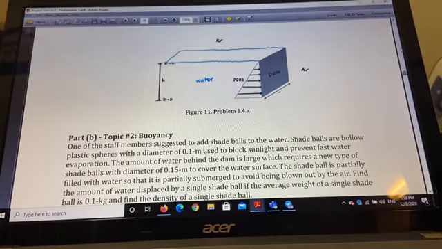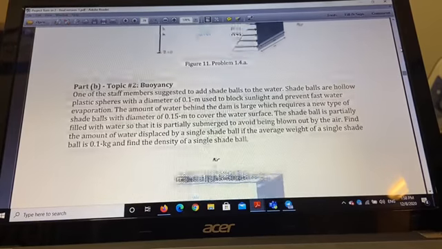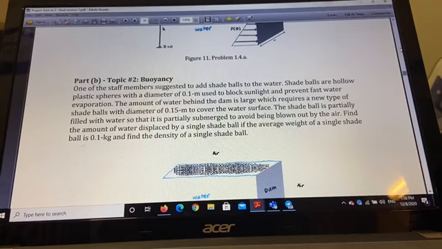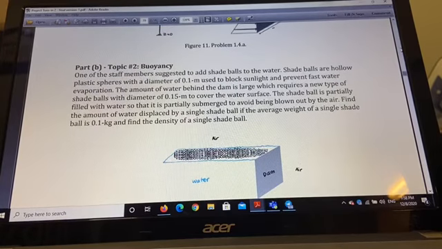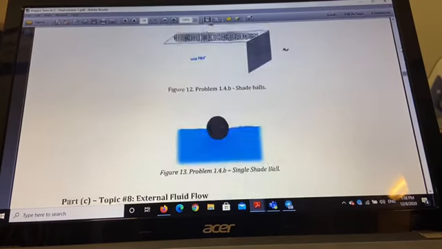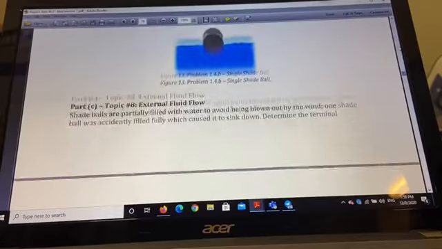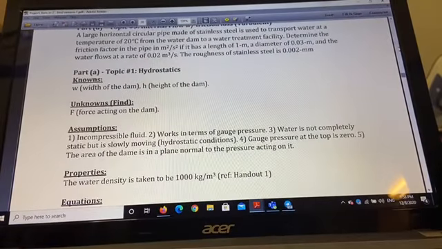And also for the buoyancy question, we're adding some shade balls to the water to decrease the evaporation of the water from the dam, and they are partially submerged underwater, so we want to calculate the volume submerged as well. So let's take a look at the solutions for those.